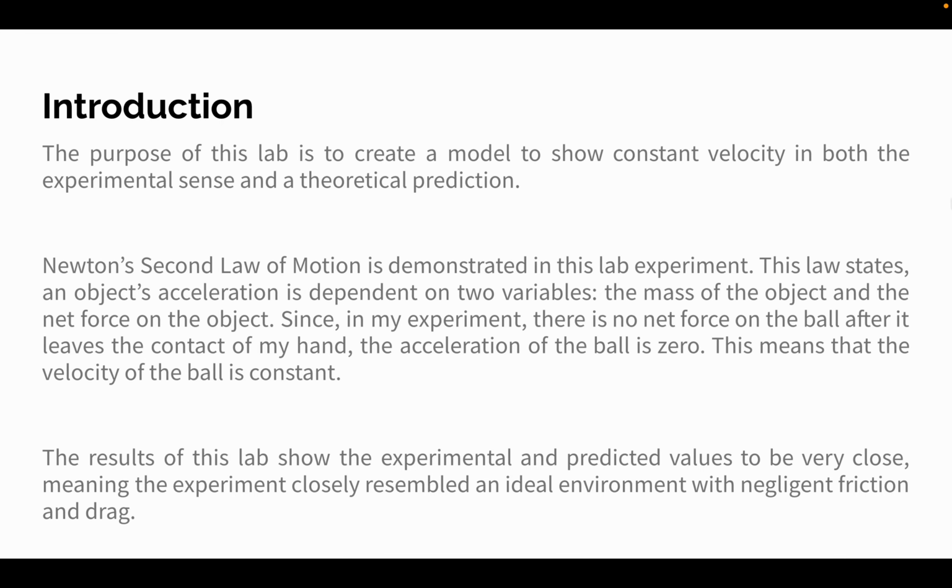Introduction. The purpose of this lab is to create a model to show constant velocity in both the experimental sense and a theoretical prediction. Newton's second law of motion is demonstrated in this lab experiment. This law states an object's acceleration is dependent on two variables, the mass of the object and the net force on the object. Since, in my experiment, there is no net force on the ball after it leaves the contact of my hand, the acceleration of the ball is zero. This means that the velocity of the ball is constant. The results of this lab show the experimental and predicted values to be very close, meaning the experiment closely resembled an ideal environment with negligible friction and drag.